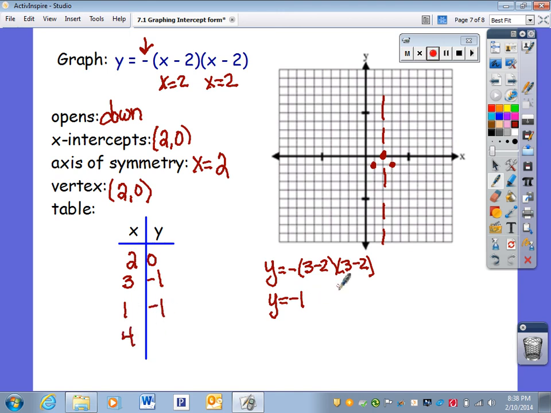Now let's try 4 for our x value. So we have y equals negative 1 times 4 minus 2 and 4 minus 2 substituting in. So we have negative 1 times 2, which will be at negative 4. So we're going to be at the point 4, negative 4. And we will reflect that to the other side, which means that that's going to be at 0, negative 4. Make sure that you're filling in your table, please. And now draw on your parabola. Whoops, not quite as wide.